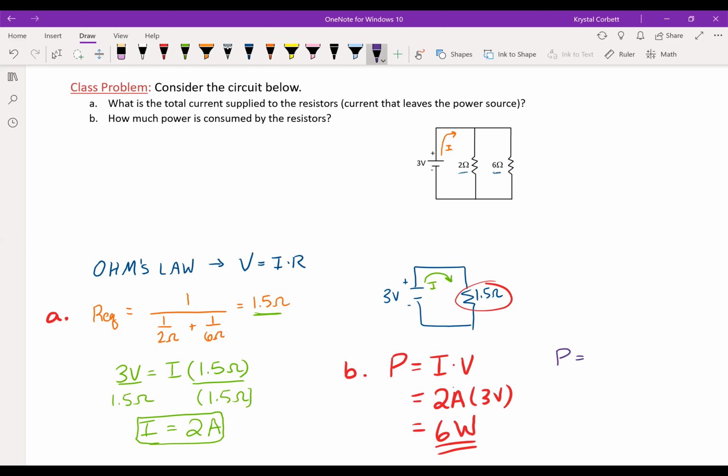An alternative way of solving that would be to look at the other form of the power equation. You could use V squared over R. And in this case, what R would you use? Because it says by the resistors, plural, you would need to use equivalent resistance. So you can say 3 volts squared over 1.5 ohms.